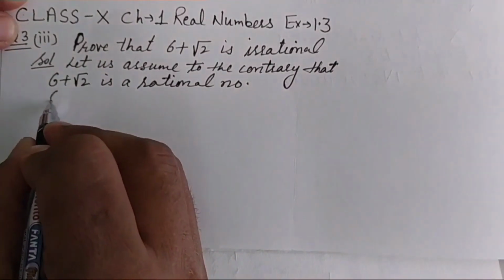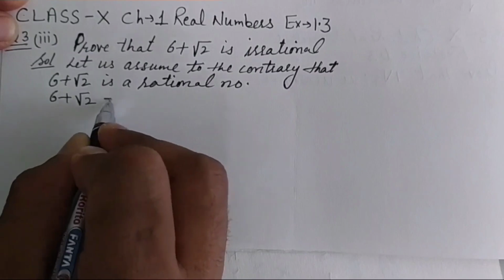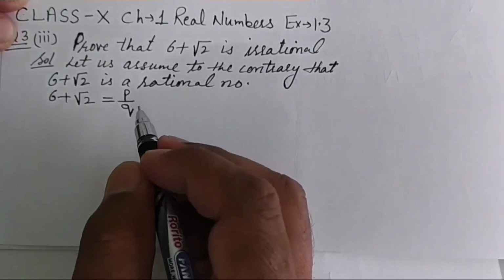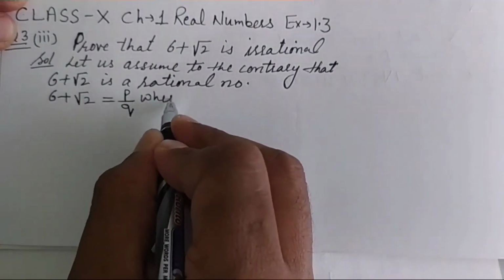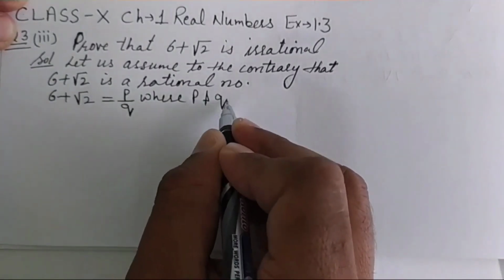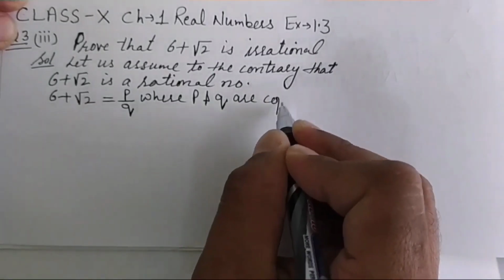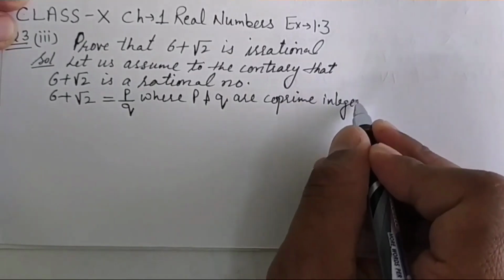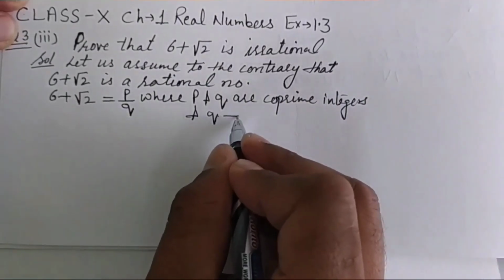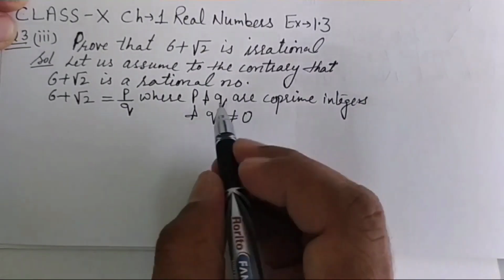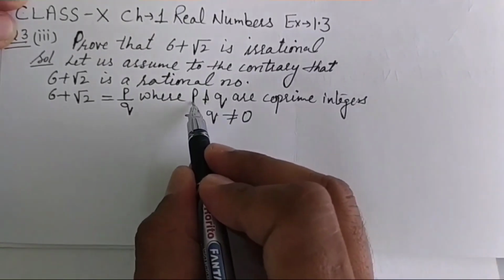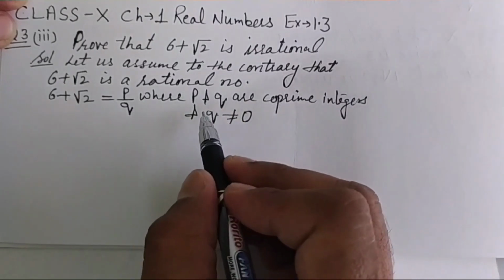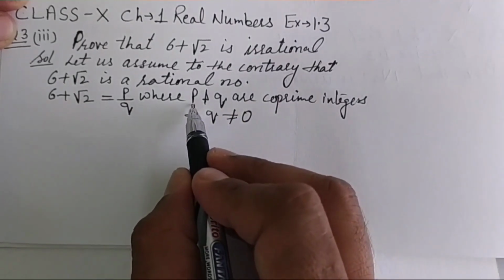If it is a rational number, then it can be written in the form of P over Q. So this is equal to P over Q, because rational numbers can be written in the form of P over Q, where P and Q are co-prime integers and Q does not equal 0. Co-prime means there is no common factor between P and Q other than 1. So co-prime numbers are those numbers which do not have any common factor other than 1.